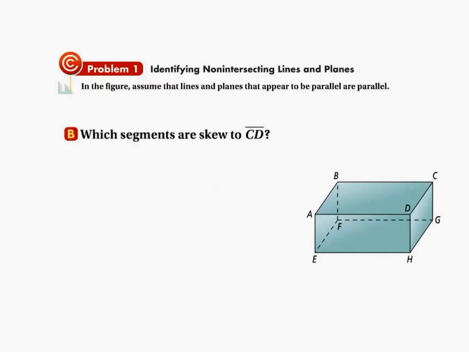This problem asks which segments are skew to line segment CD. There's CD, and we want to know which line segments are skew to that. There are 4 line segments: BF, AE, EH, and FG, and I'll show them to you. Here is line segment CD, and we have BF here in the back. We have AE, this is another vertical line. We have EH, and we have FG, the dotted line that looks to me like it's in the back of the box. Those 4 line segments are skew to line segment CD.